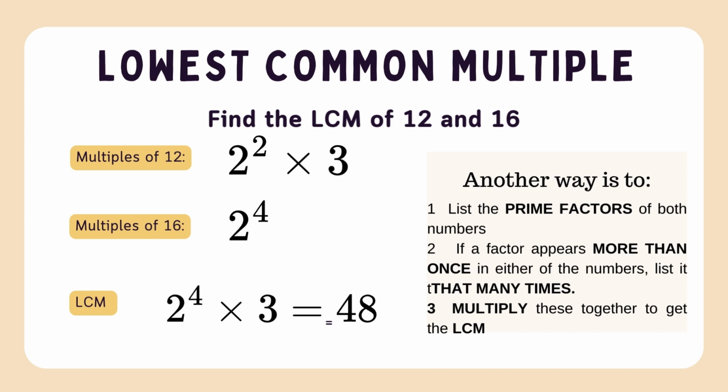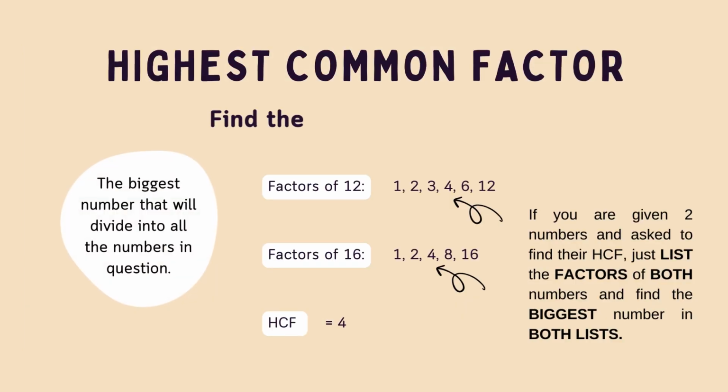Now to get the LCM, because we have 2 twice for 12 and 2 four times for 16, we have to take all the 2s, which is 2 to the power of 4, and then we also multiply it by 3, which also happens to be a factor of 12. So using this method, we will get that the LCM will be 2 to the power of 4 times 3, which is 48.